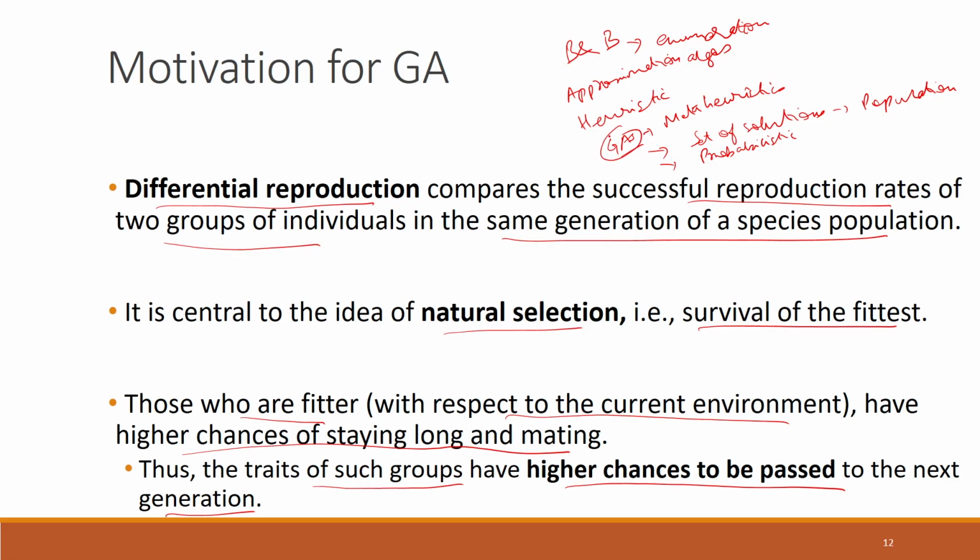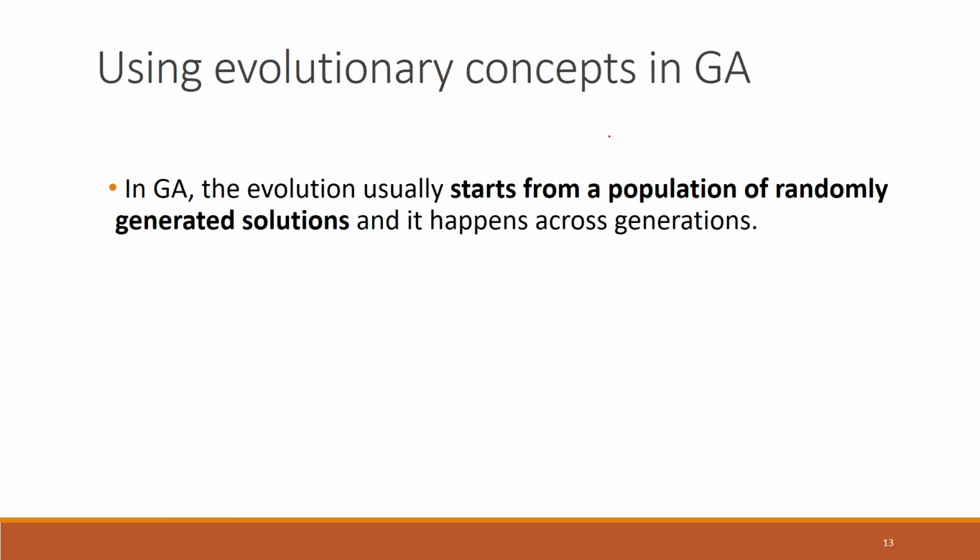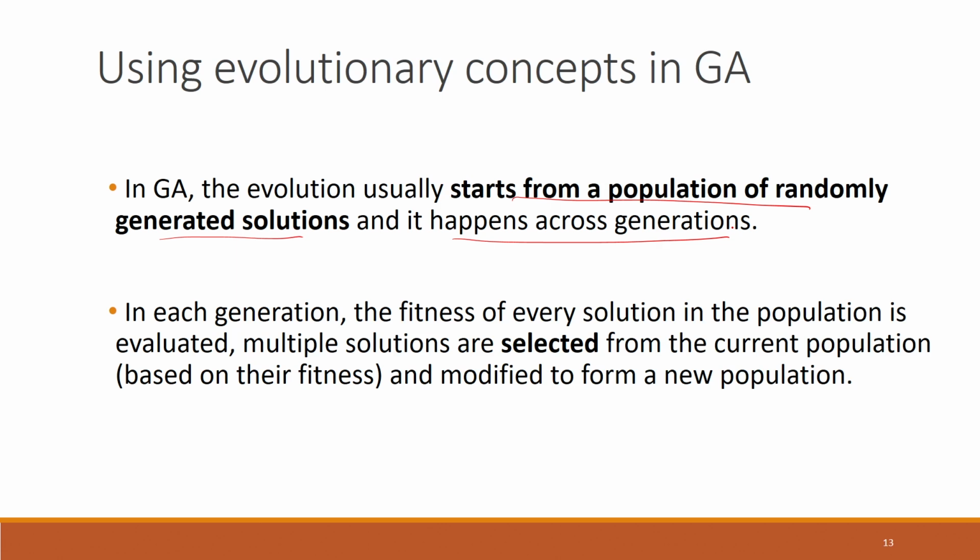Okay, so now let us move on. Now that we have seen the motivation for genetic algorithms, let us see how these evolutionary concepts are used in the genetic algorithm. In a genetic algorithm, the evolution usually starts from a population of randomly generated solutions, and it happens across generations. In each generation, the fitness of every solution in the population is evaluated, and then multiple solutions are selected from the current population based on their fitness and modified to form a new population.